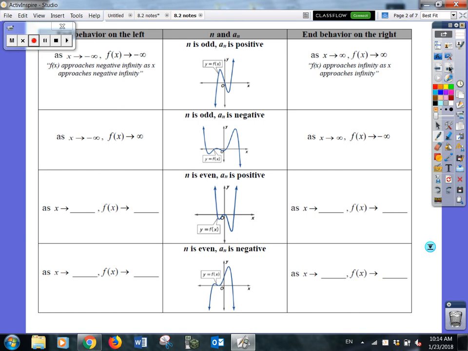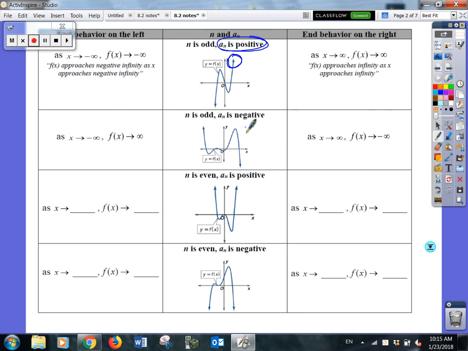As we move to the left, x is always approaching negative infinity. Left and right has to do with the x, up and down has to do with the y. So as we go to the left, x approaches negative infinity. As we go to the right, x approaches positive infinity. That's how this table is drawn for you. So if we look at this graph right here, this would be an example of an odd degree with a positive leading coefficient. Whenever the leading coefficient is positive, that far right is going to be going up. Since the degree is odd, the arrows go in opposite directions.